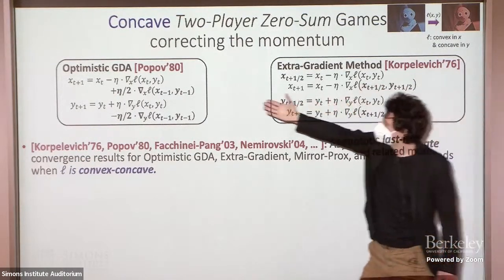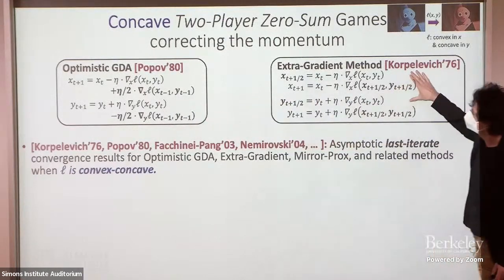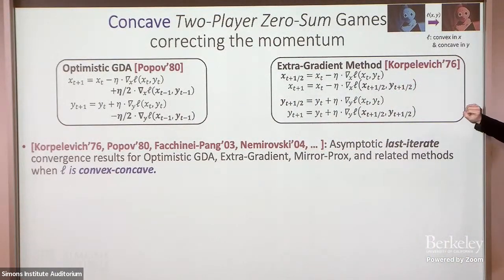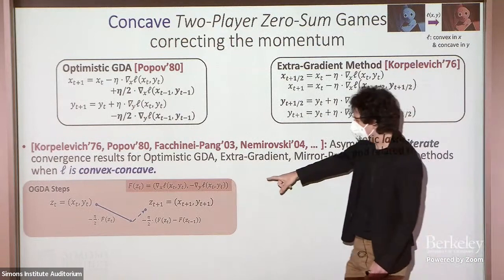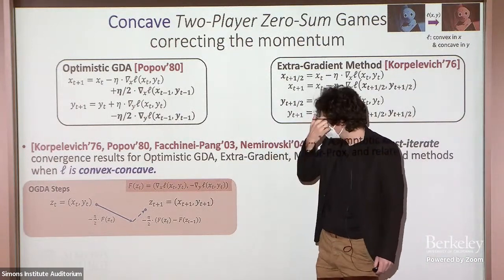So Popov is written here. Extra gradient is written here. And I'll explain what these two methods do by showing pictures. Okay, so these are the steps that happen in optimistic gradient descent ascent.